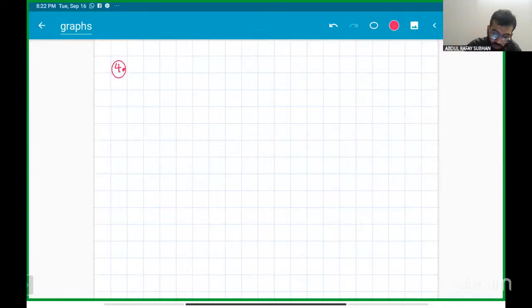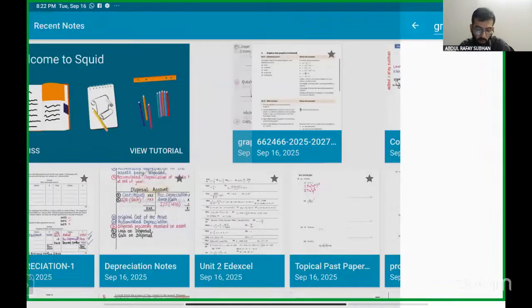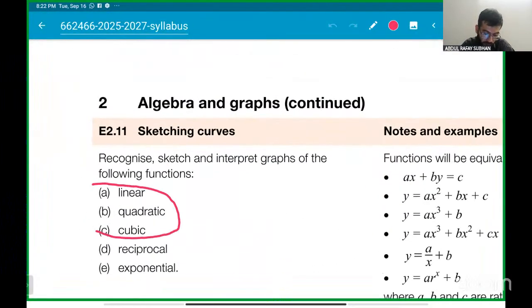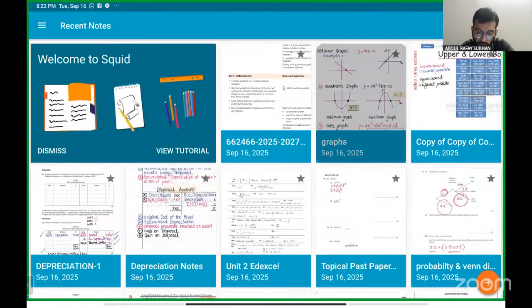Any questions on the first three? Anyone would like to volunteer? Any questions in linear, quadratic, and cubic? Anyone? Would anyone have questions? Please let me know. Okay.